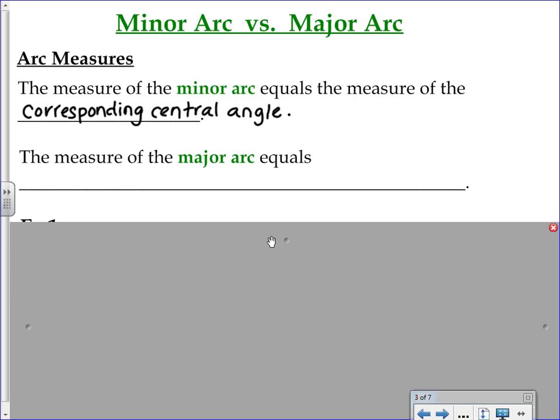And then if we wanted to find the measure of the major arc, that will equal 360 degrees minus either the minor arc, if you have that info, or if you have the central angle info.